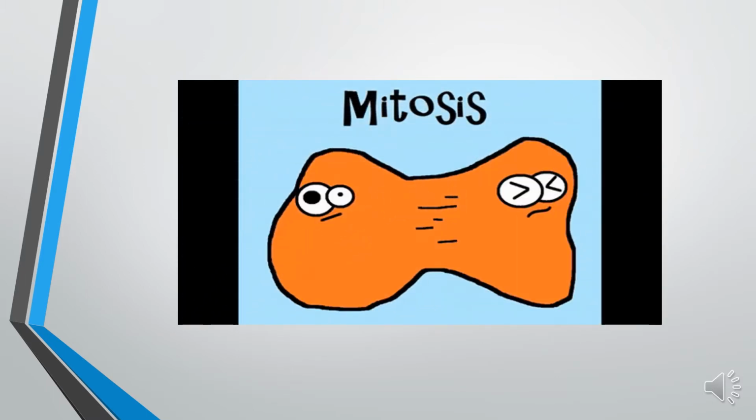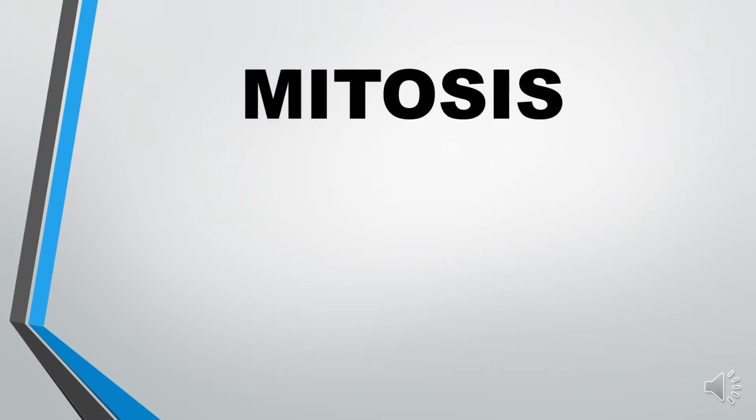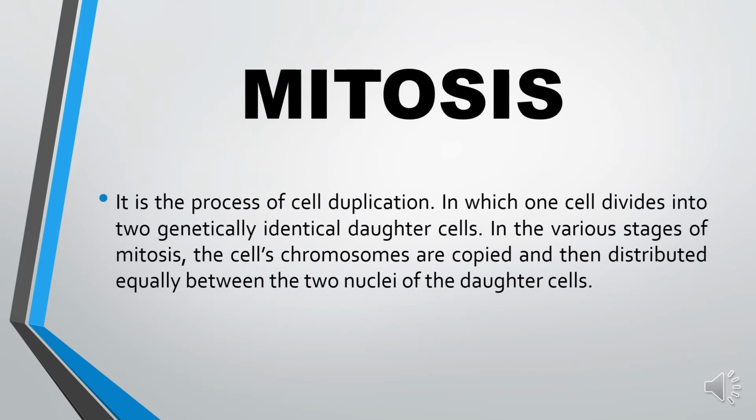Now let's proceed to mitosis. So what is mitosis? Mitosis refers to the process of cell duplication, in which one cell divides into two genetically identical daughter cells. In the various stages of mitosis, the cell's chromosomes are copied and then distributed equally between the two nuclei of the daughter cells. So mitosis is a type of cell division, mostly done by body cells. And at the end of mitosis, we're expecting to have two identical daughter cells.